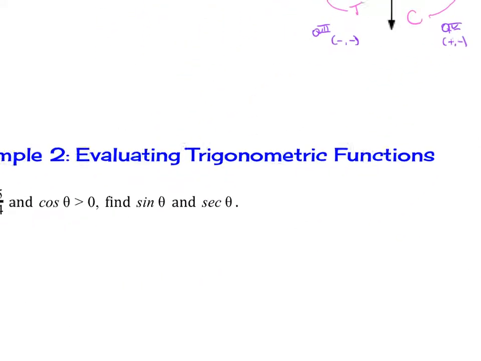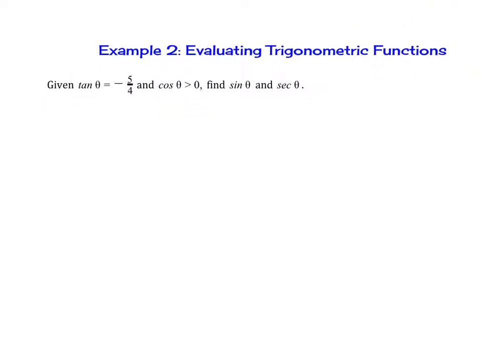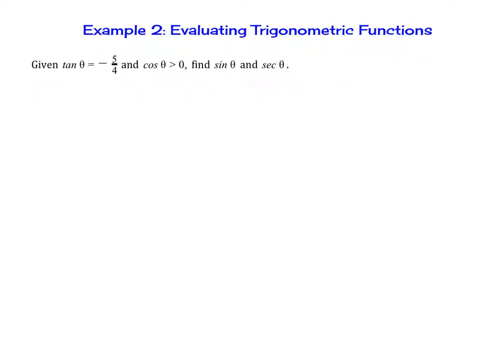So let's try that in this example here. Evaluate trig functions. Given tangent of theta is negative 5/4 and cosine of theta is greater than 0. So we know that cosine is positive. We need to find sine and secant. So tangent is negative 5/4, cosine is positive, so our x is positive. Therefore, our y must be negative. Tangent is y over x, so it's going to be a negative 5 over a positive 4. So that kind of helps us out there.